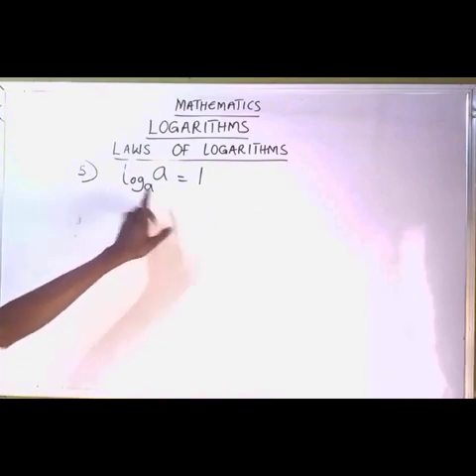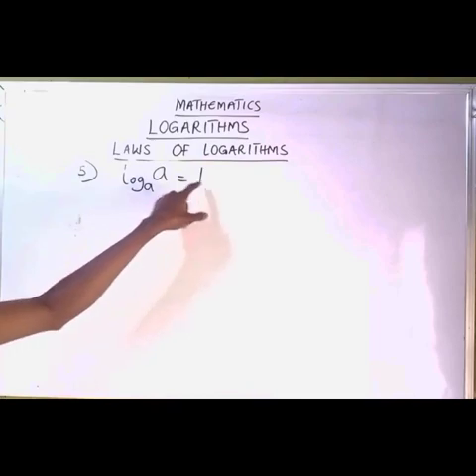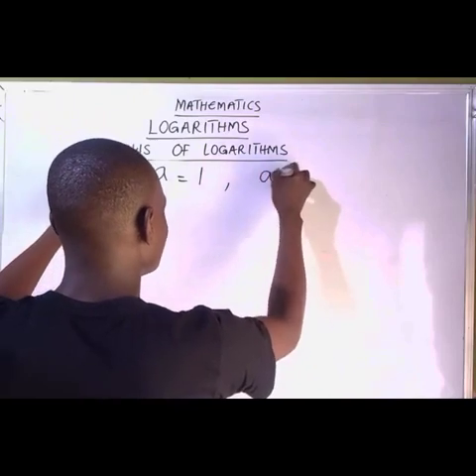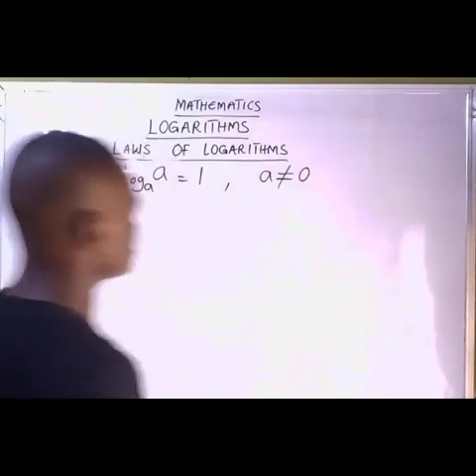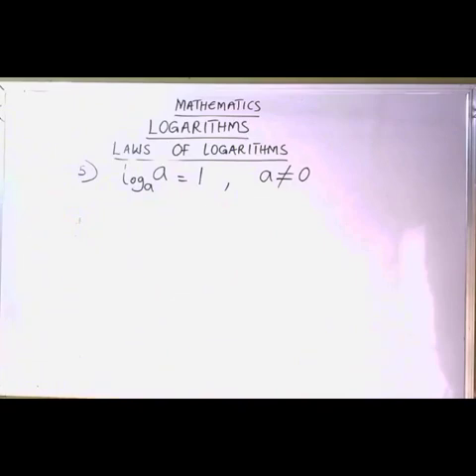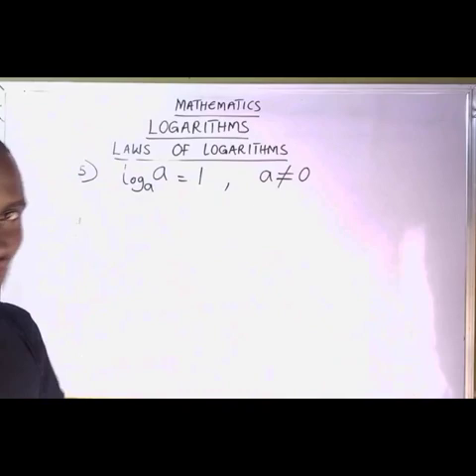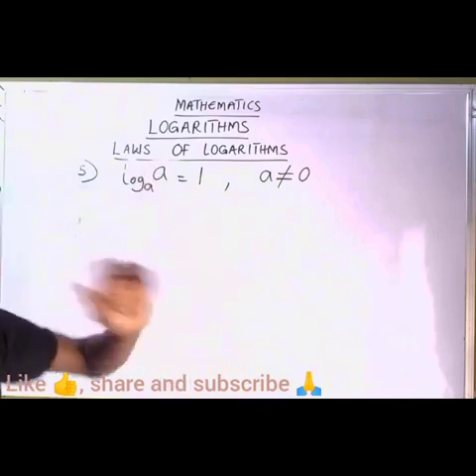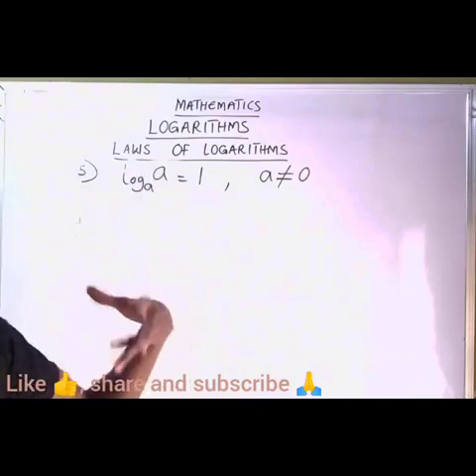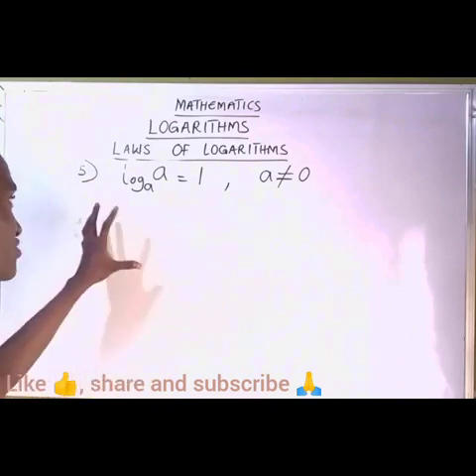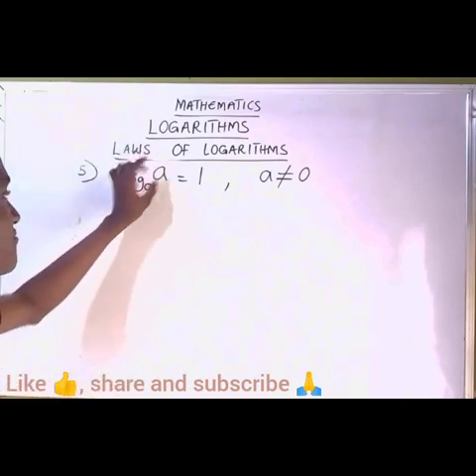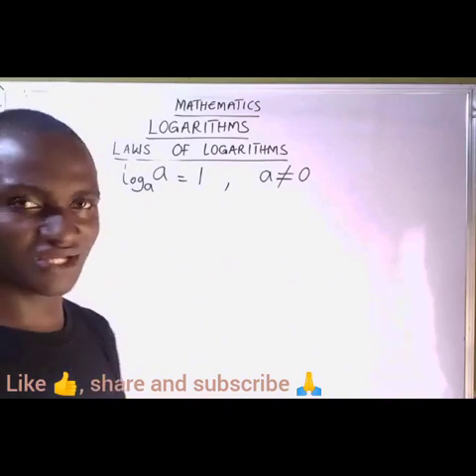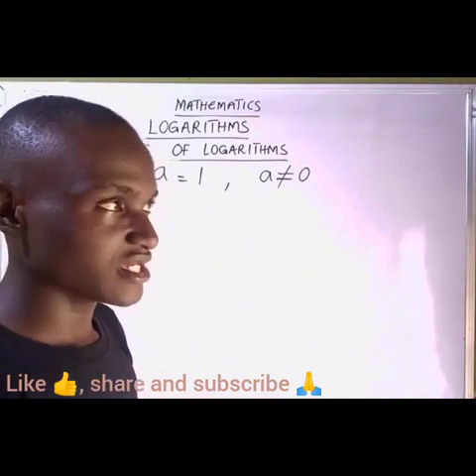Law 5 says that the logarithm of a to the base of a is 1. Meanwhile, I would like to give a clause here that a is not equal to 0. A is not equal to 0. So what I'm saying is that log 0 base 0 is not equal to 1. So a cannot be 0. But any number apart from 0, and also remember that we are not talking about a negative number here as well, only positive numbers. So the logarithm of a number to the base of that same number is always equal to 1. And this is a very simple law that we can understand. Remember what I told you earlier on in law 1.